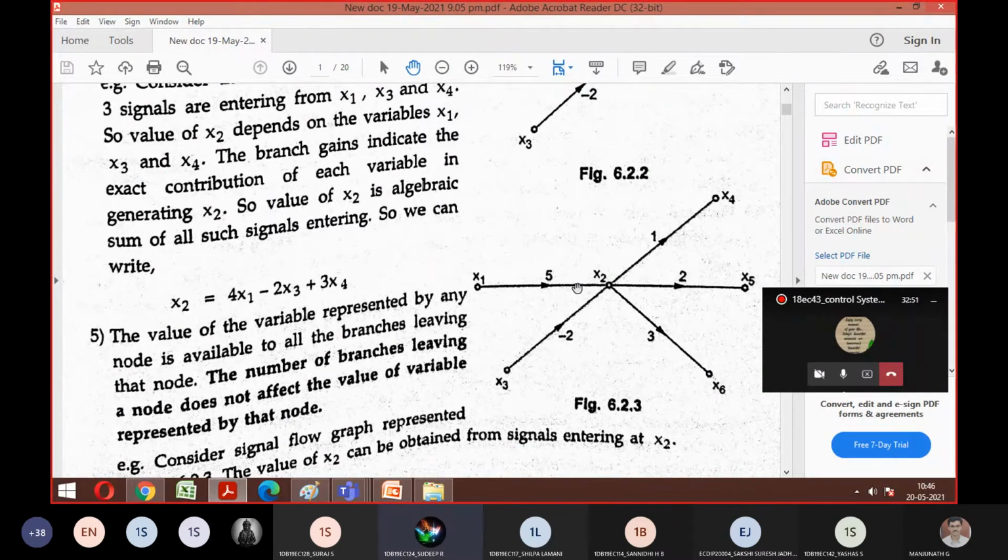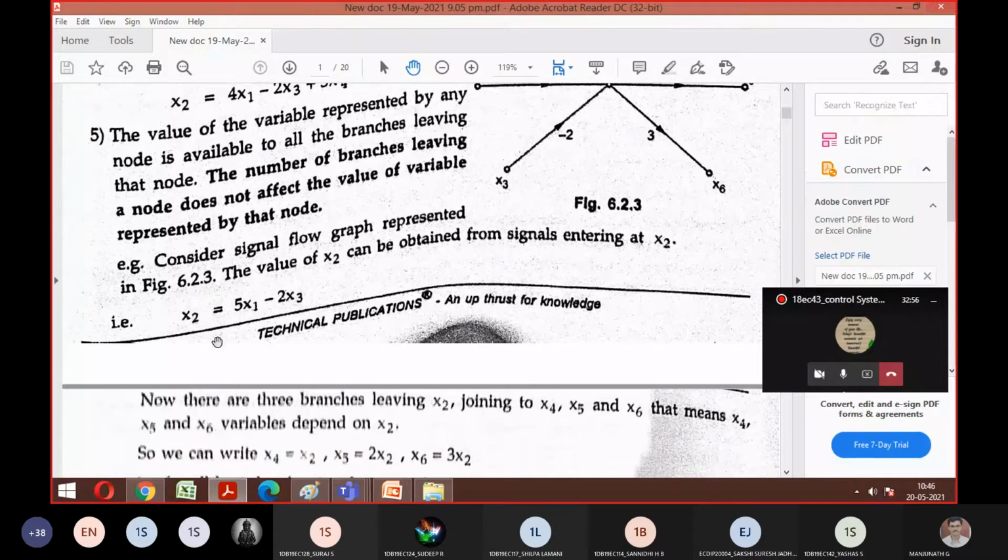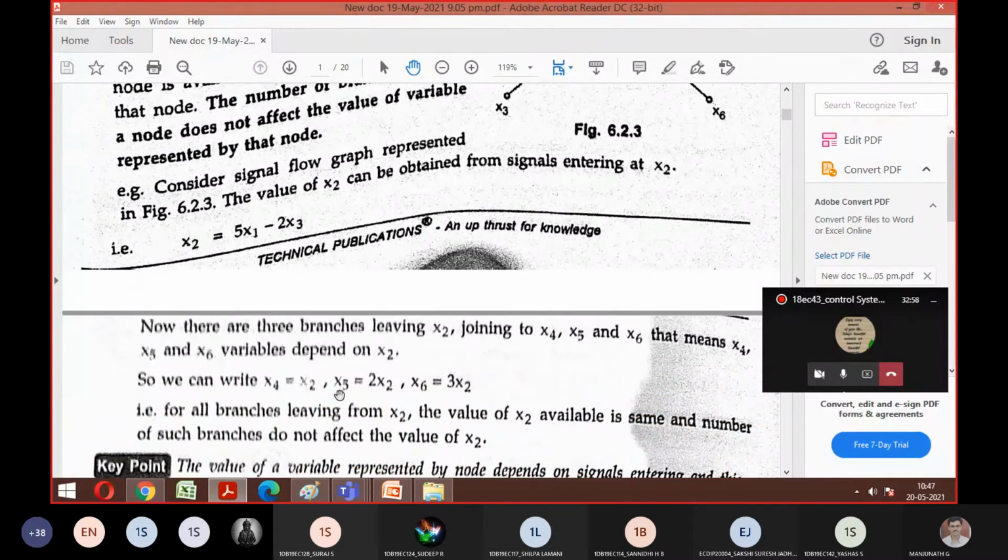Yes, sir. So that is what the meaning of this. See, you already got one answer for x2, right? Even if you write the values for x4, x5, x6, the x2 answer doesn't change. The variable remains the same. Is it fine with property number 5? You can see the statement: for all the branches leaving x2, the value of x2 available is the same, and the number of such branches does not affect the value of x2. Is it okay? I hope you got a clear picture now.